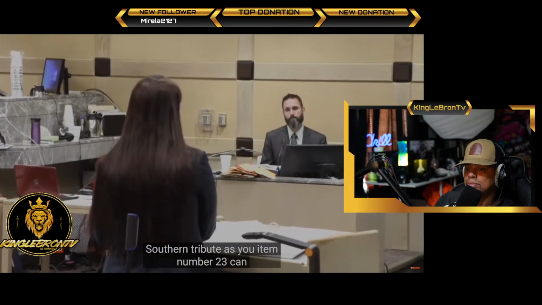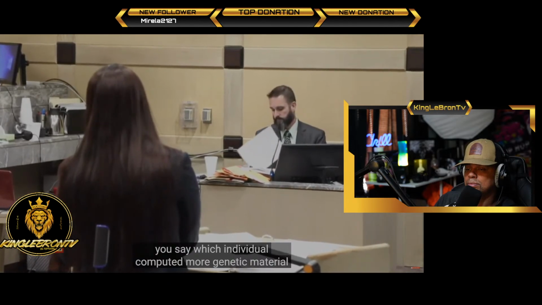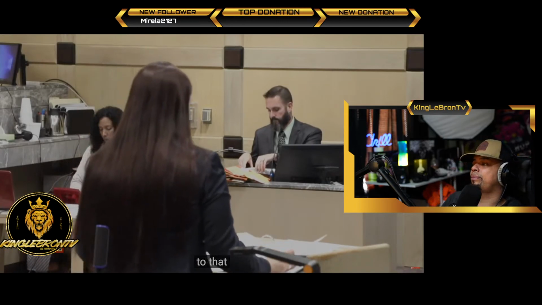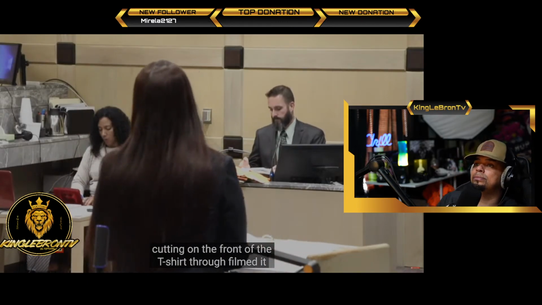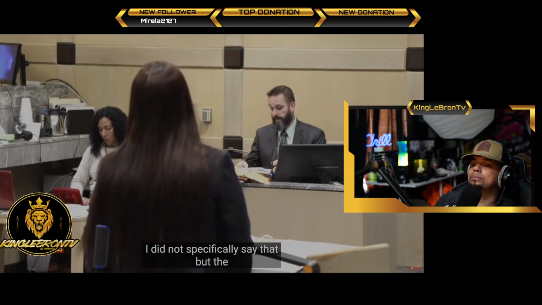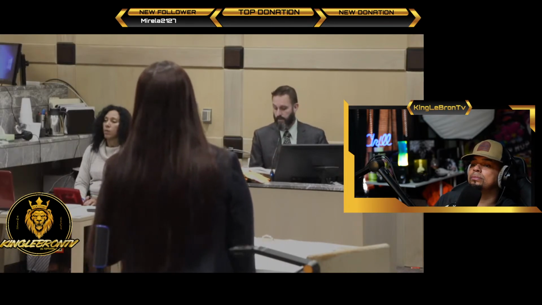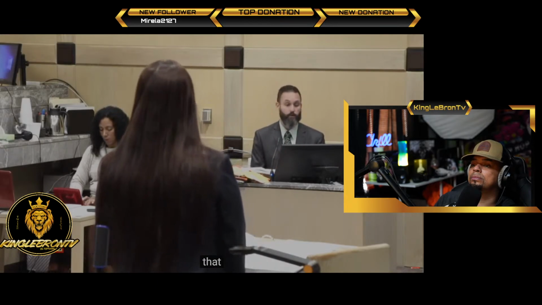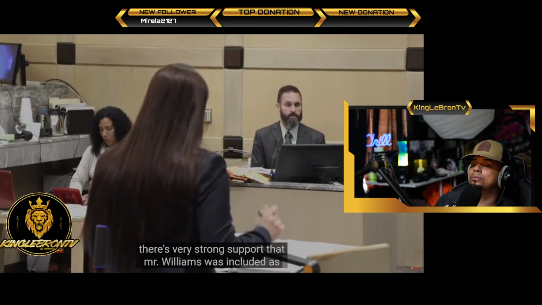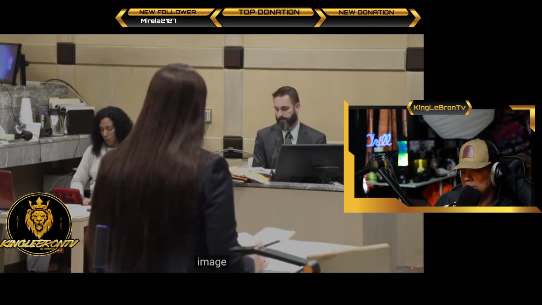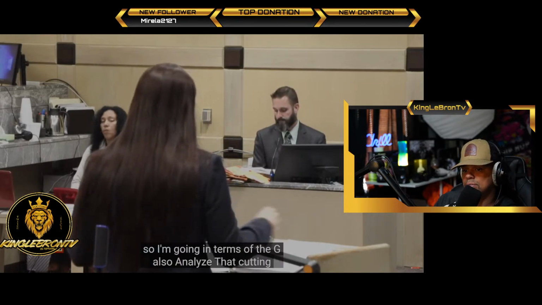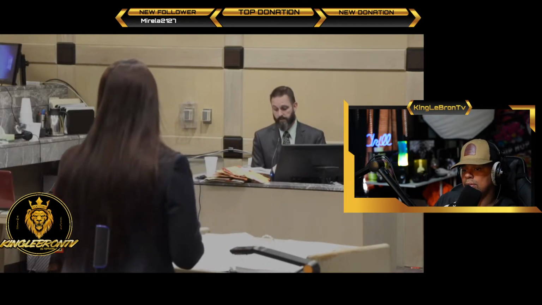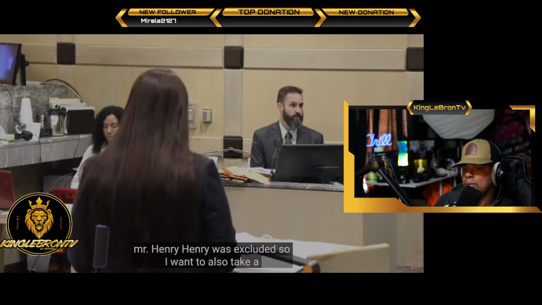As to item number 23, can you say which individual contributed more genetic material to that cutting on the front of the t-shirt? I cannot specifically say that, but the likelihood ratio would provide the verbal qualifier that there's very strong support that Mr. Williams was included as a contributor. And did you also analyze that cutting against Cortland Henry? I did. Mr. Henry was excluded as a contributor.